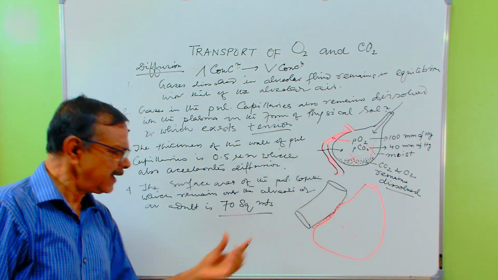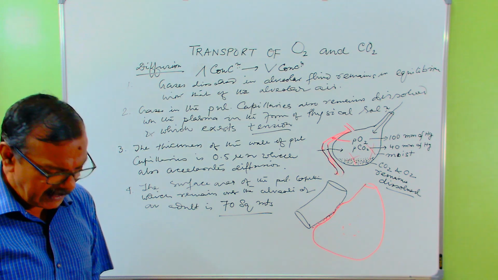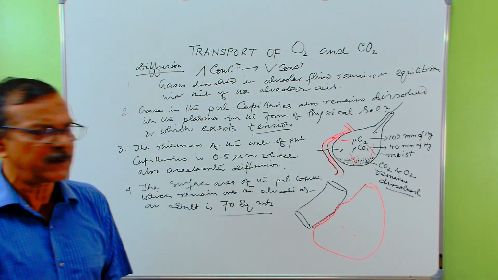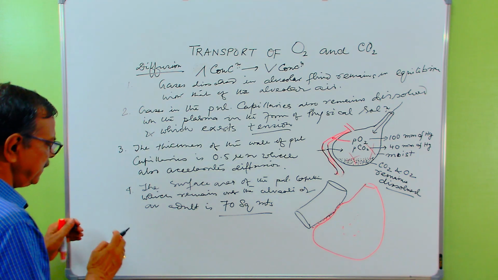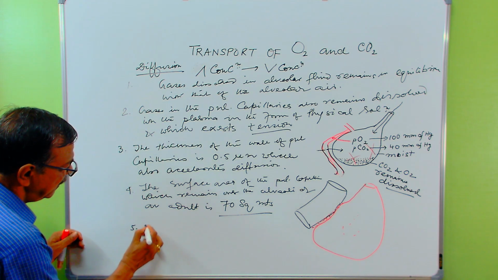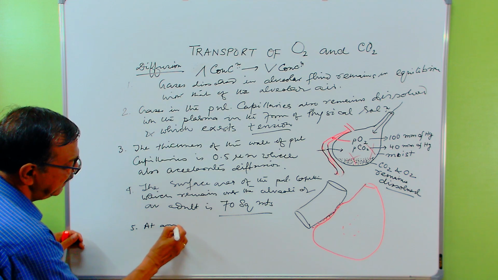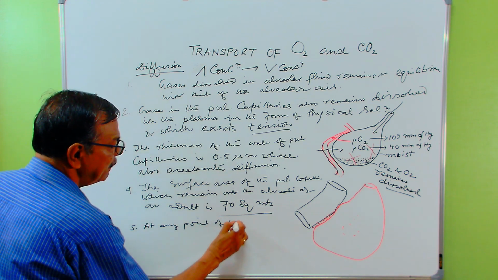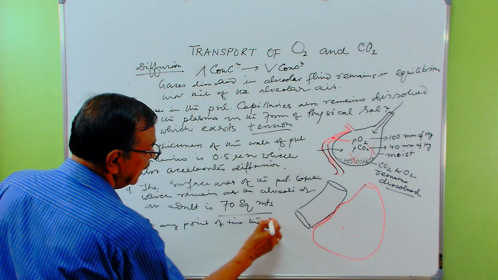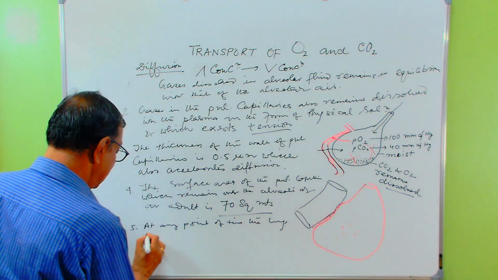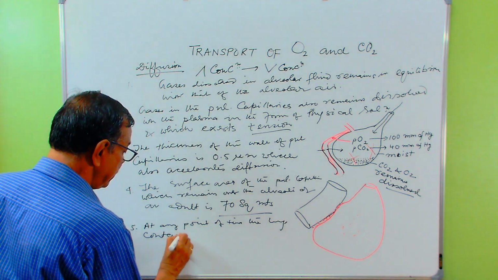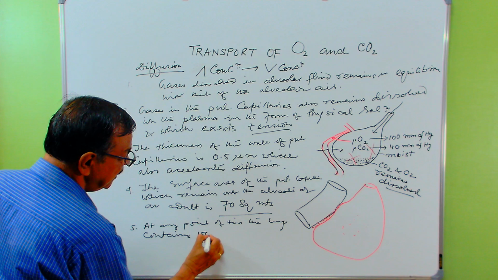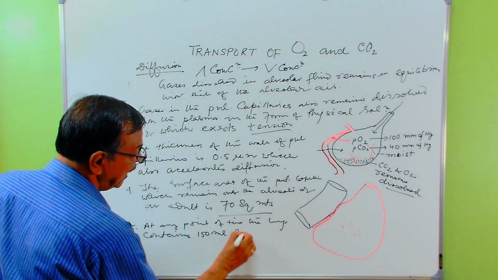So in this large area, at any point of time, not inspiration or expiration, at any point of time, the lungs contain 150 ml of blood.